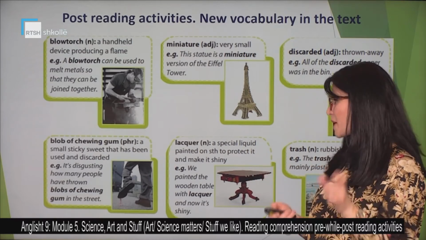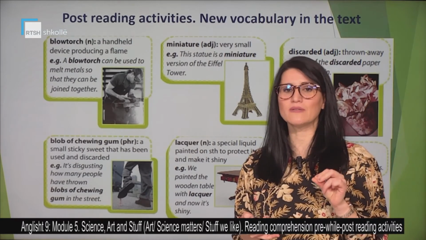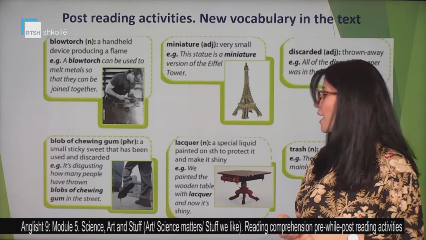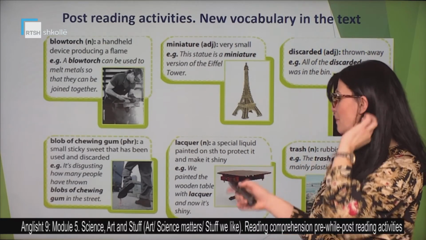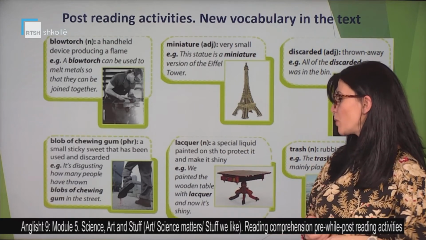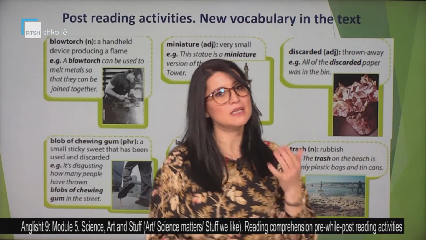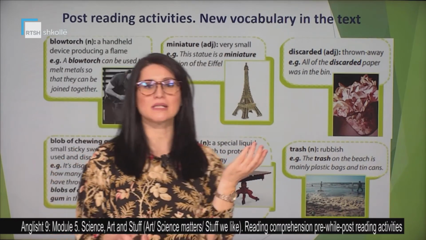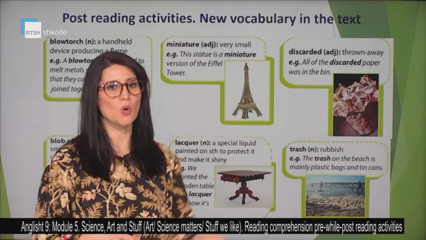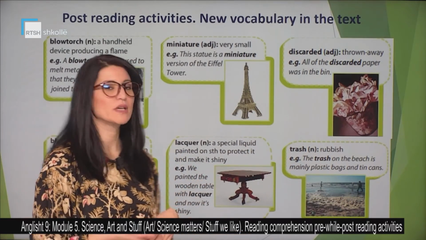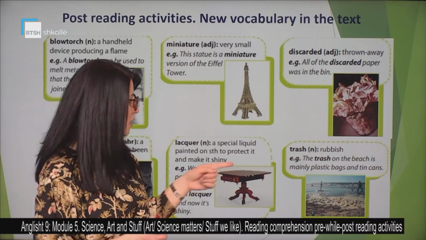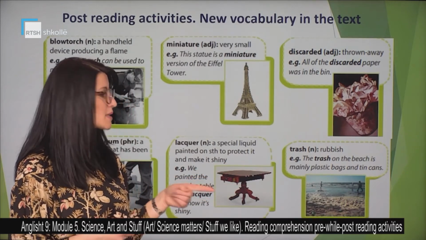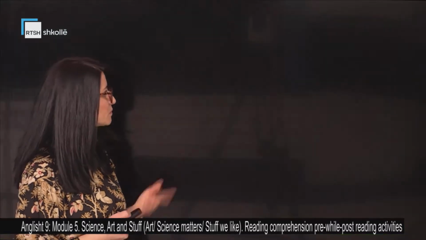Lacquer. It is a special liquid painted on something to make it more shiny, and to protect it. We have got an example here. We painted the wooden table with lacquer. Now it is shiny. We have got the word discarded. What is discarded? It means thrown away or trash. Trash is rubbish. The example: the trash on the beach is mainly plastic bags and tin cans.